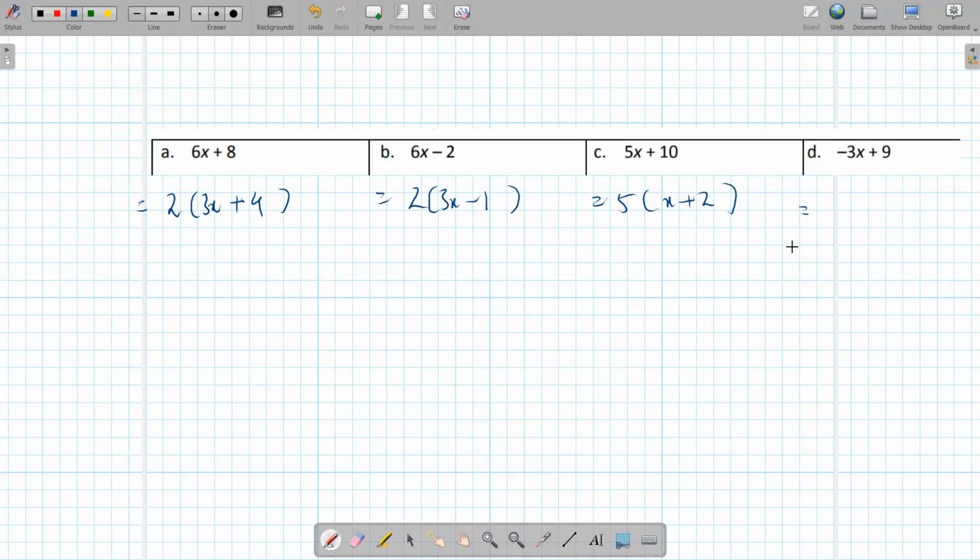Negative 3 and 9. What do they both have in common? 3. Yes, but in this case, it's going to be minus 3. And you're left with an x on the inside. And what's 9 over minus 3? No, minus 3 on the inside, because we took out a minus 3. So 9 over negative 3 is negative 3 on the inside.